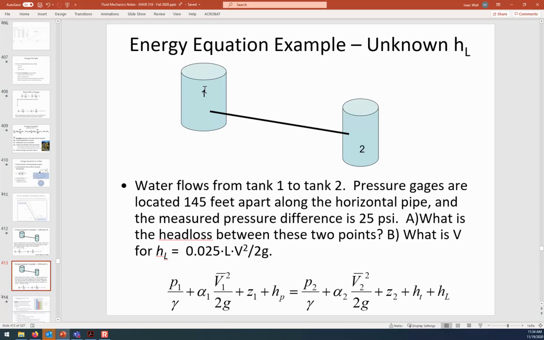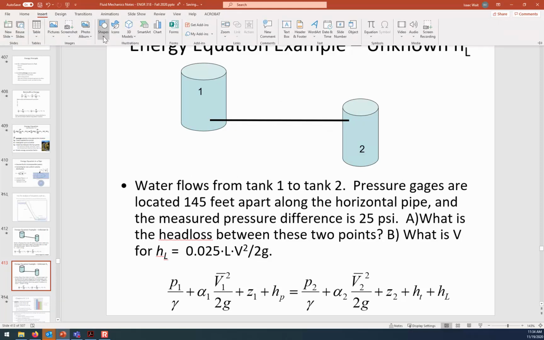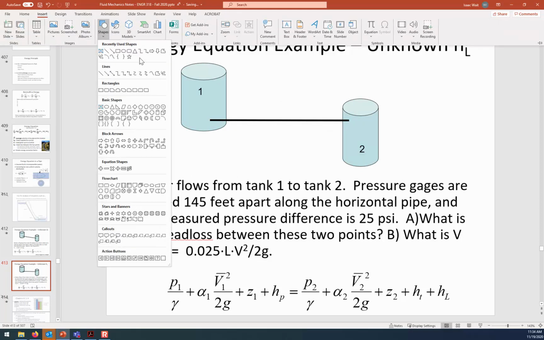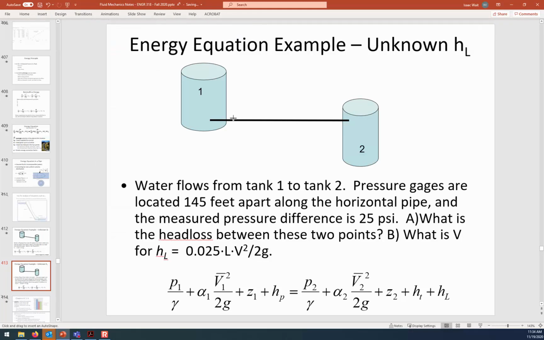Let me change this, by the way. So yeah, I guess it still flows from tank 1 to tank 2, but what I want to indicate here is that the pipe is horizontal. Let me make that a little bit more visually obvious, even though this is a side view. So the pipe is horizontal, and then the 2 locations that we're going to apply this energy equation at, here is location 1, that'll do, and here's location 2.